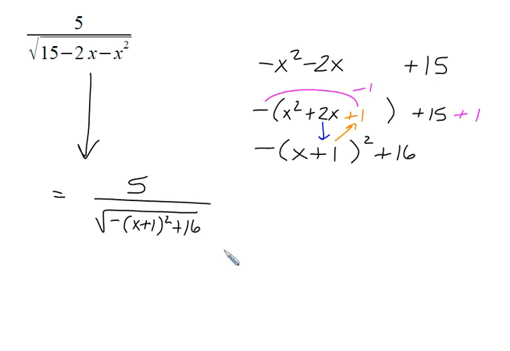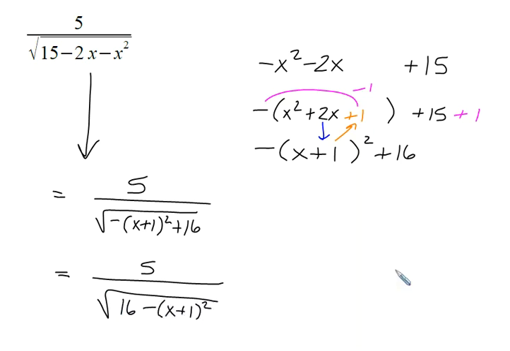plus 16, or equivalently, sometimes we would write the number first and have 5 all over the square root of 16 minus x plus 1, the quantity squared, all of that inside of the square root. Either of those two expressions would be a correct answer. Sometimes we write the number first, like is highlighted in orange. Other times the variable can be first, as we have highlighted in yellow. But ultimately, keep in mind the difference between completing the square on an expression and an equation.